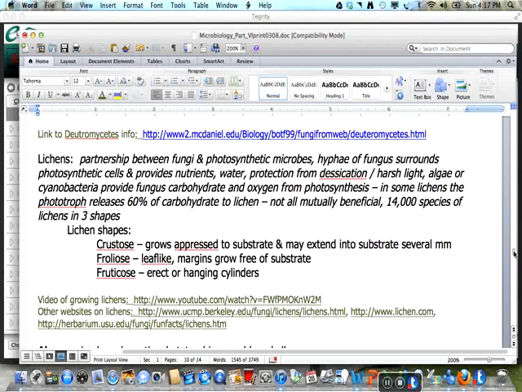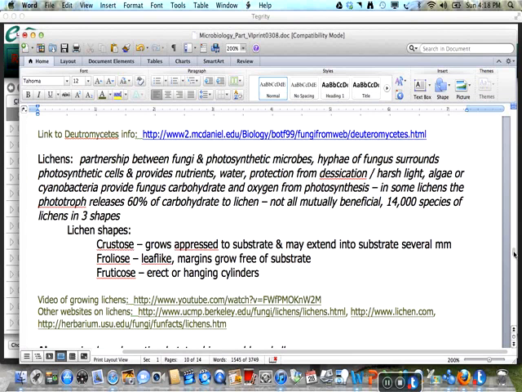There are 14,000 species of lichens in 3 shapes. The crustose shape grows attached to a substrate and may extend into the substrate several millimeters. The foliose shape is leaf-like, and the margins grow free of a substrate. The fruticose are erect or hanging cylinders.